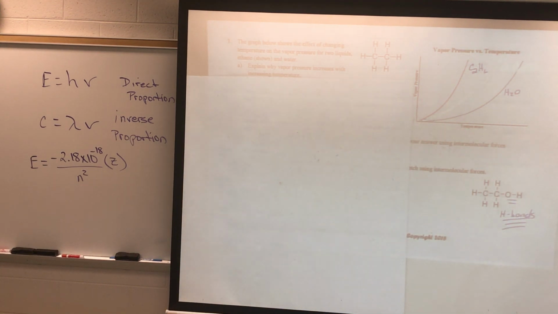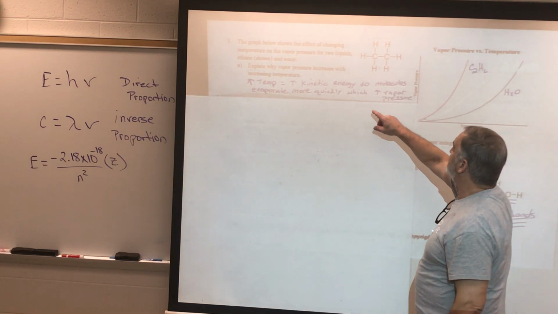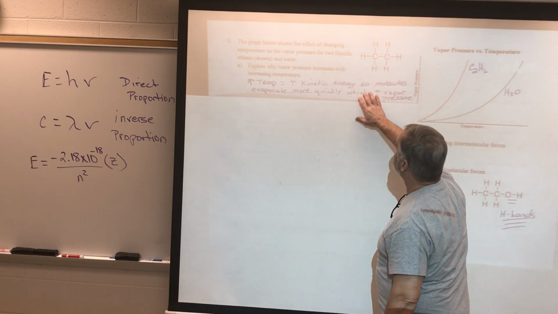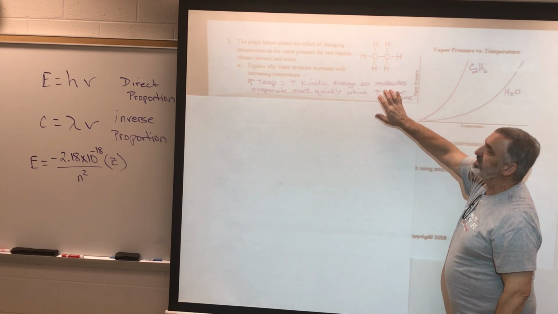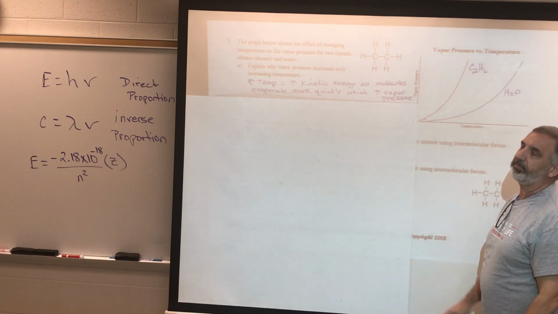That's an important graph, vapor pressure. That graph could very easily show up. So as temperature increases, the kinetic energy increases, so molecules evaporate more quickly, which means there's more vapor molecules, so there's more vapor pressure.